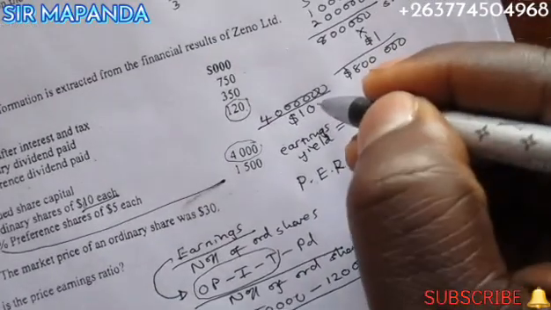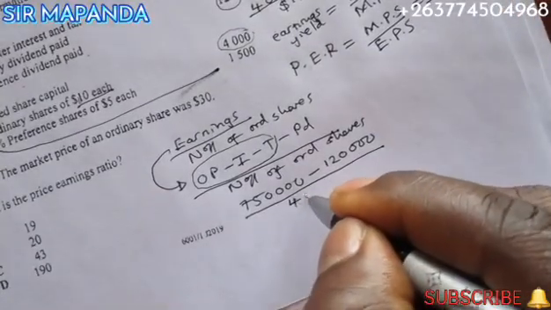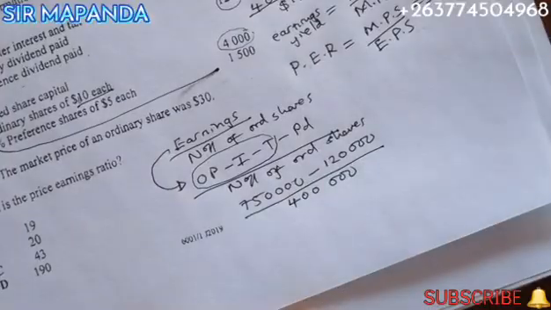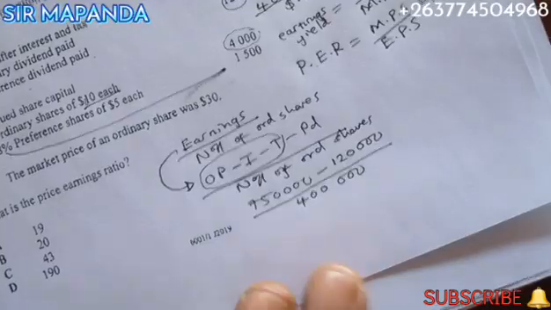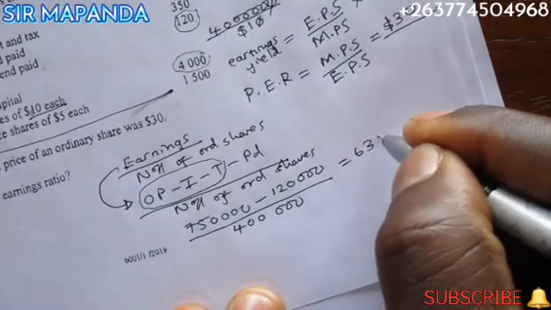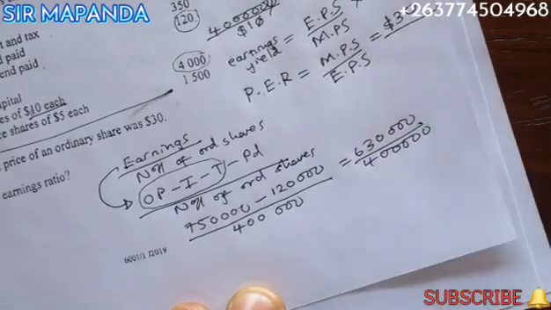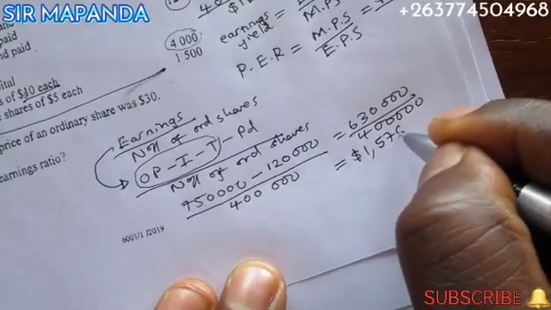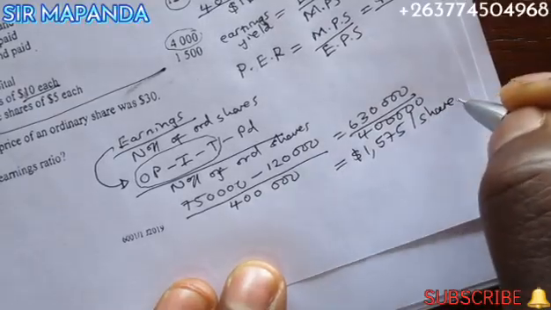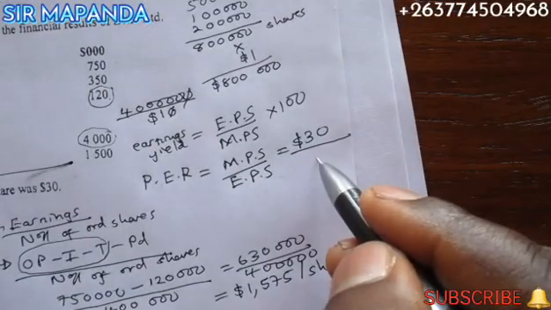So what is 4 million divided by 10? You get 400,000. So I'm going to divide everything by 400,000. I hope you are following. So 750 minus 120, you get 630,000. Divide this by 400,000. So if I divide 630,000 by 400,000, you get 1.575 per share. So this is the EPS, or the earnings per share, which is going to represent my denominator here.